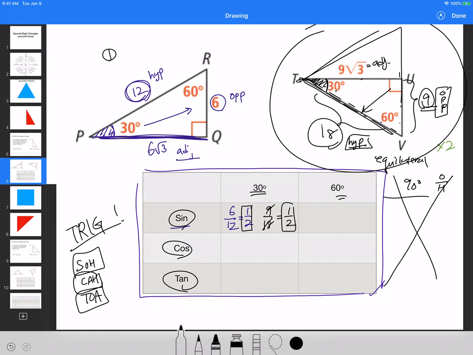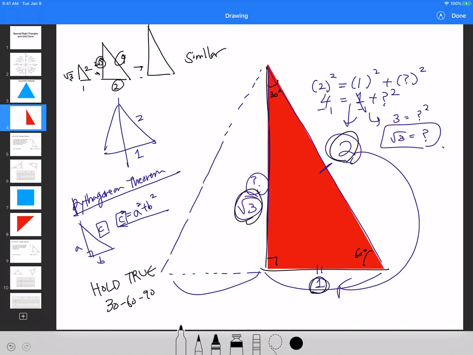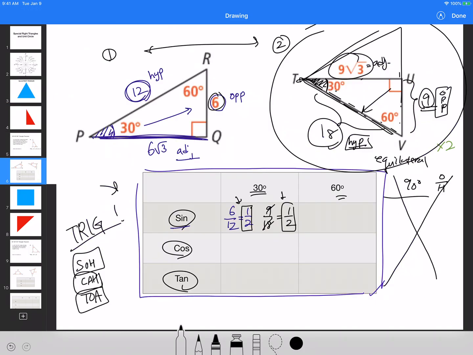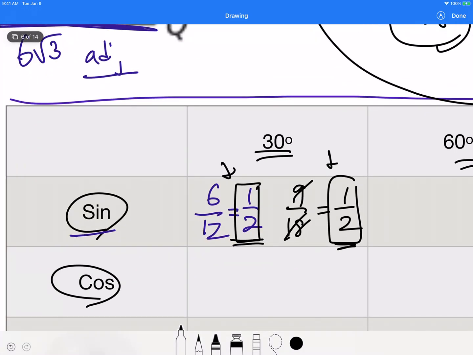Take a look at what I end up with. Even though these are two separate problems, two different contexts, different numbers, different ways to solve the question because they're giving me two different things, at the end of the day, what happens to the trig ratios? They all end up being 1/2. And the reason is, just like I mentioned before, these are similar triangles. It doesn't matter how small or how big it gets, your trig ratio will always end up being 1/2.